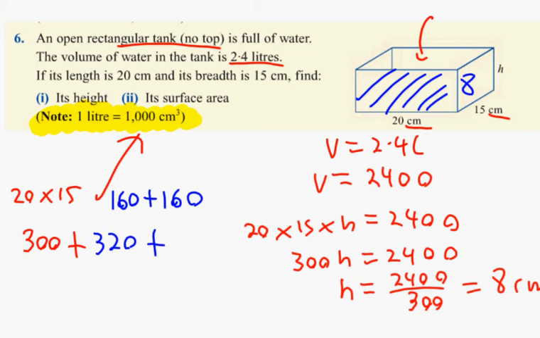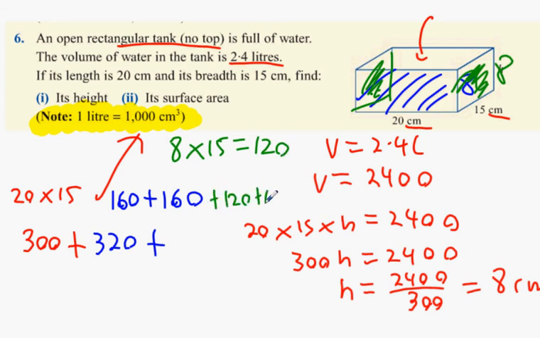And finally, the ends, which would be this green part here and its corresponding end there. It's going to be 8 times 15. 15 across, 8 up. And 8 times 15 is 120. There's 2 of them, which means it's 240. 300 plus 320 plus 240. 860.